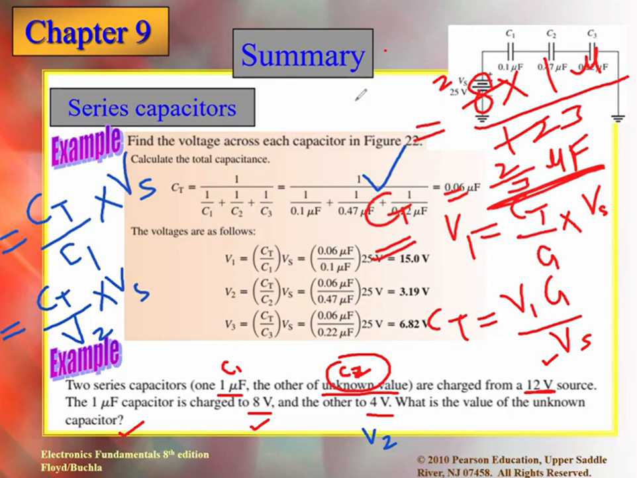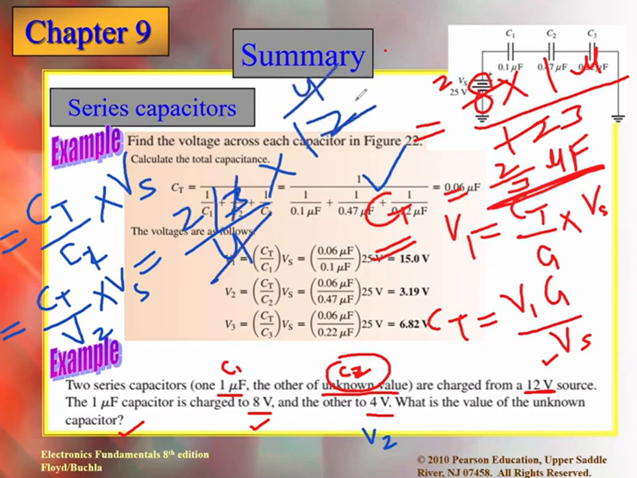Okay, C2. We need C2. So what is going to be then? So this is 2 by 3 over V2. V2 is 4, multiplied by Vs, which is 12. So it will go 4 times, and this 4 will cancel this 4, and the value is 2 microfarad.